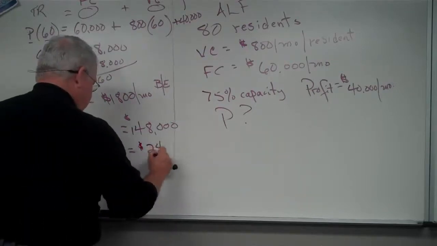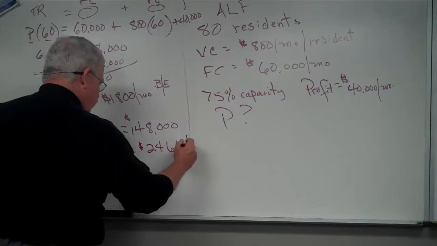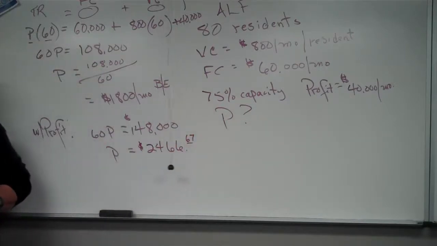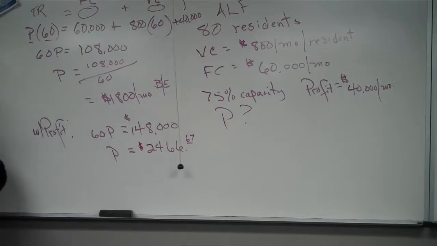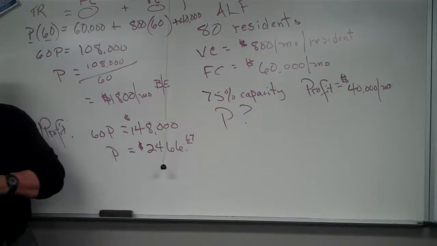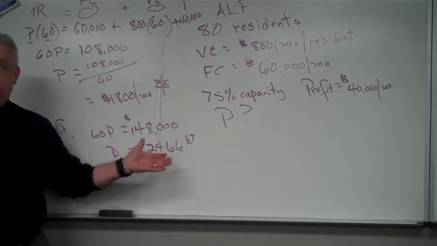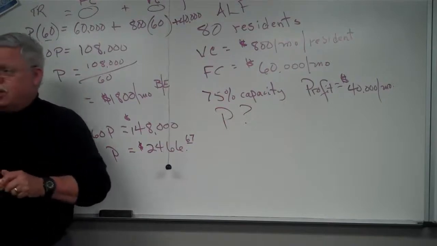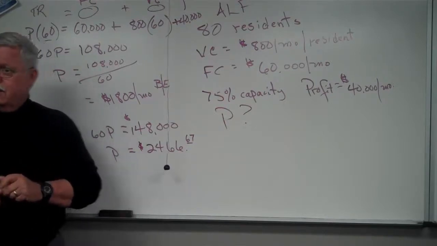Okay. 2466 and change. Everybody okay with that number for break even? No, that's with profit. With profit, I'm sorry, with profit. That's what it's about. Okay, so that's the calculation. Part of this calculation on an exam, by the way, I think should also include a little discussion. Okay?